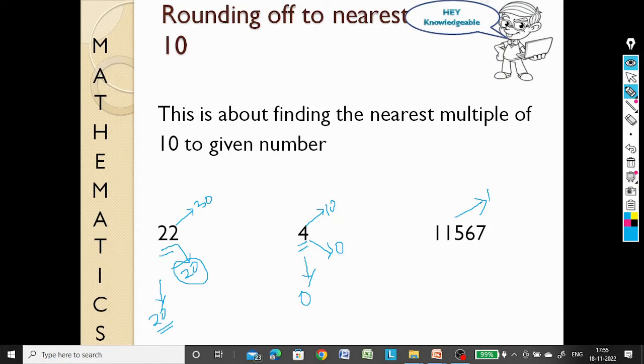If you take the case of 11,567, the multiple of 10 which is just above this number is 11,570. The multiple of 10 which is just below this number is 11,560. If you see, this number is nearer to 11,570, so it will be rounded up to 11,570.